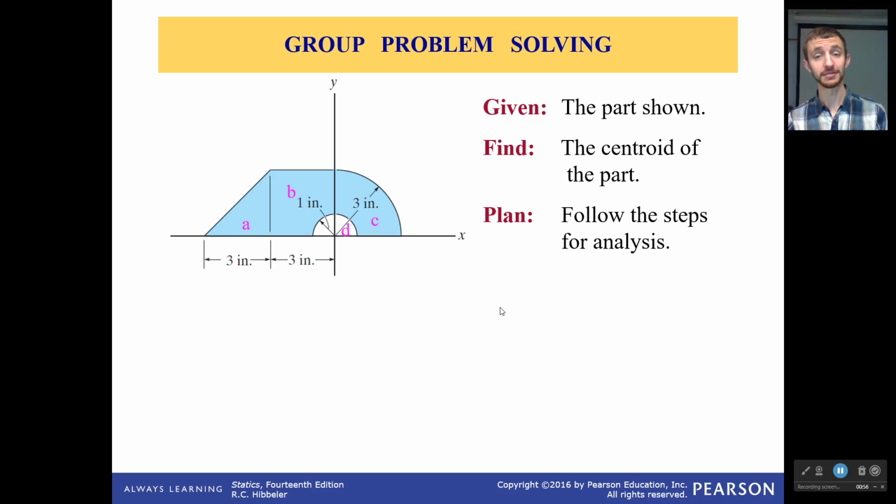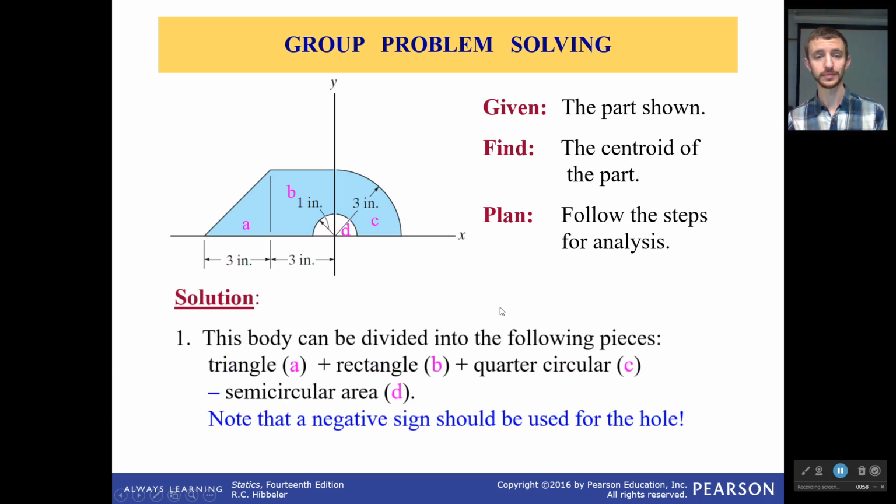So with that in mind, let's keep going forward. This time we divide it into a triangle, a square, a quarter of a circle, and a half circle. All of these shapes you can find their centroids, and a lot of different stuff about them in your book. You have to use a negative sign for this.